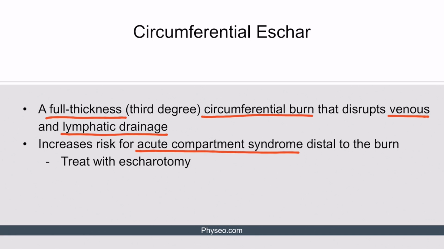Hence, clinicians should have a high index of suspicion for compartment syndrome in patients with circumferential eschars. And if compartment syndrome develops, it should be treated urgently with escharotomy, which is a variation of fasciotomy.